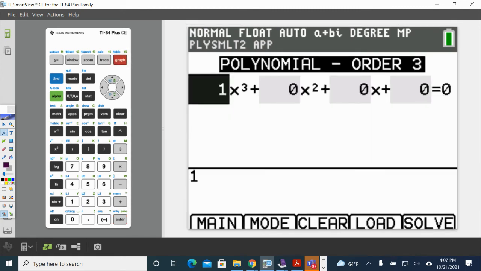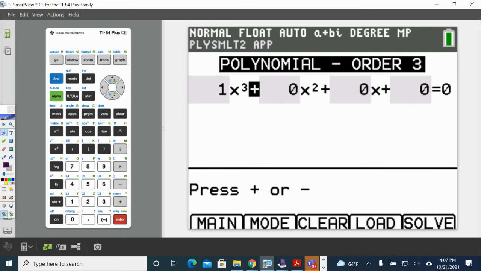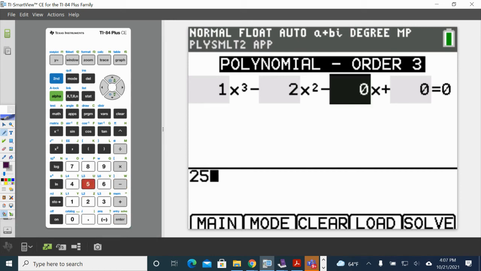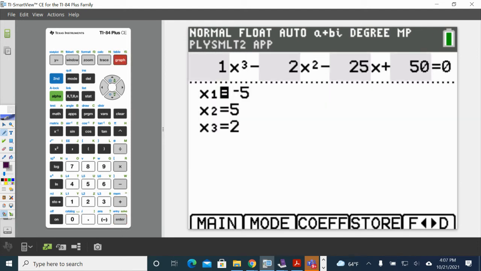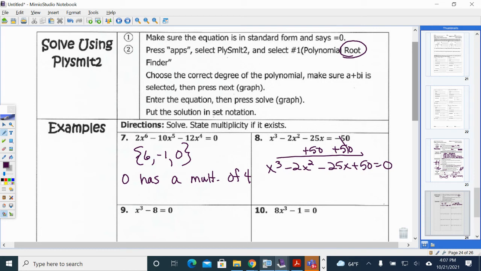And now this looks different. So it looks like the equation, and you're just going to have to make it look the same. So 1x cubed minus 2x squared minus 25x, and then it's going to be plus 50. And then solve. My answers are -5, 5, and 2. And you can shorthand your answer to look like that, a plus and minus 5 and a 2. That's all 3 answers accounted for.